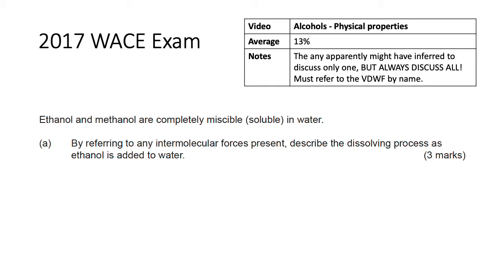Alcohols and their physical properties. Ethanol and methanol are completely miscible in water, which means they're soluble in water. By referring to any intermolecular forces present, describe the dissolving process as ethanol is added to water. Now, you could have this dissolving process described in 3 marks, or 8 marks or 6 marks, but you need to really make sure that you are giving all the detail that you can.